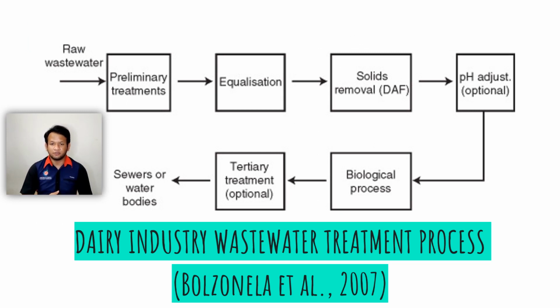The figure shows the flow process of wastewater treatment of the dairy production industry. First, the raw wastewater will enter the pre-treatment process. There is preliminary treatment, equalization, and solid removal. In this process, solid particles will be removed from the wastewater. Next, the water will enter the biological process, where the water is further treated to reduce the organic and inorganic compounds in the wastewater before being discharged to the sewer or water bodies.